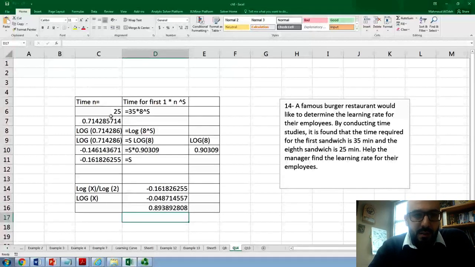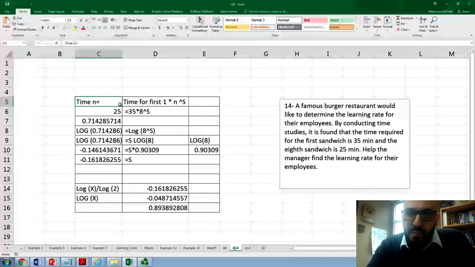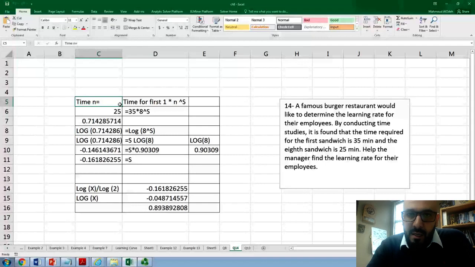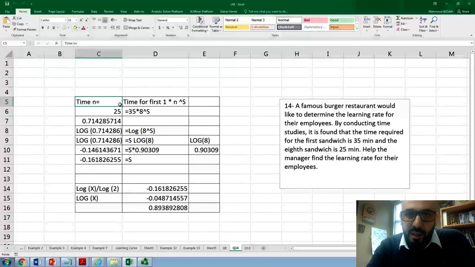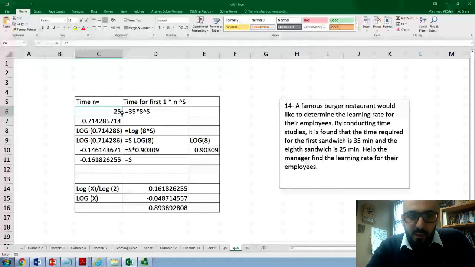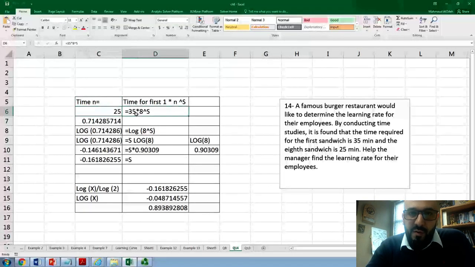What you need to do is start with this equation. Time needed for the nth part equals the time for the first part times n to the power of s. And we know that s equals the natural log of the learning curve divided by the natural log of 2. So start with this: 25 is needed for the eighth sandwich, 35 minutes for the first, times 8 to the power of s.